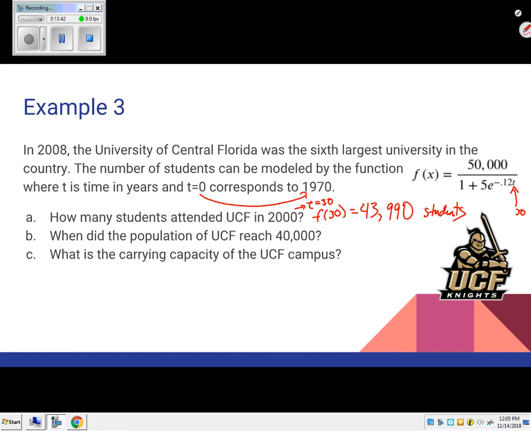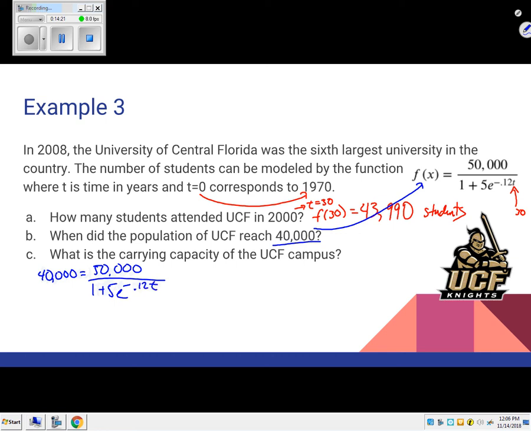So that means sometime between 1970 and the year 2000, we had to pass this 40,000 mark that we were looking for. So let's see how we can get to that 40,000 mark. If I plug in 40,000, now I'm plugging this in for my f of x this time. I'm going to work it down here at the bottom. I get 40,000 equals 50,000 over 1 plus 5e to the negative 1.2t.